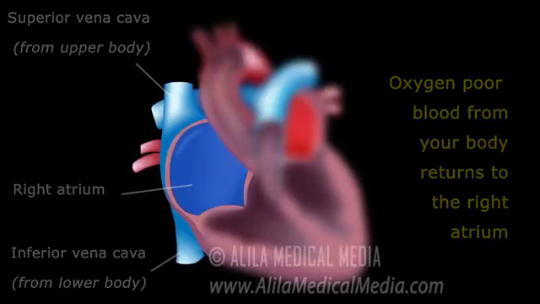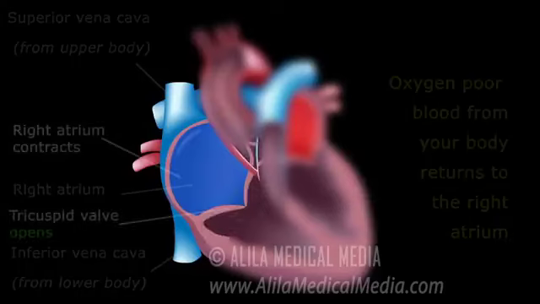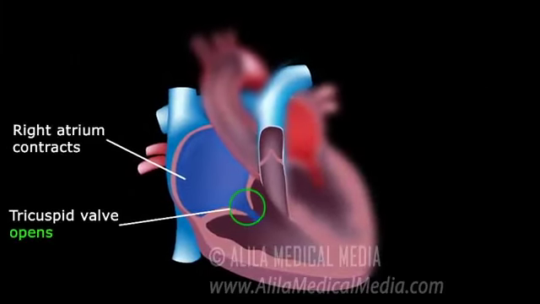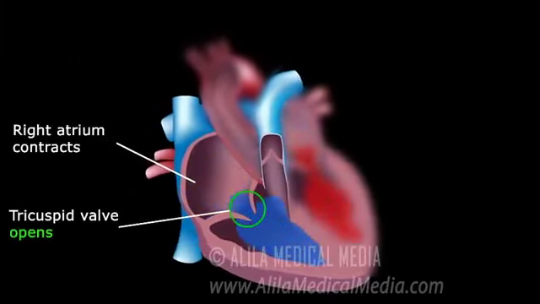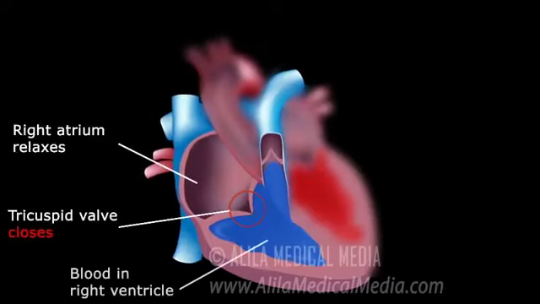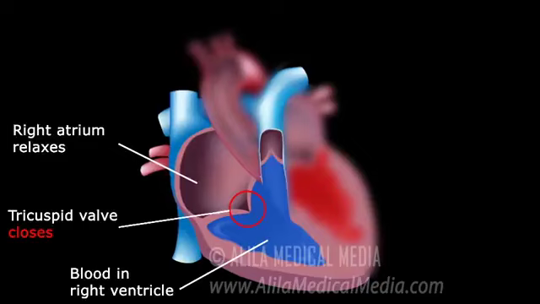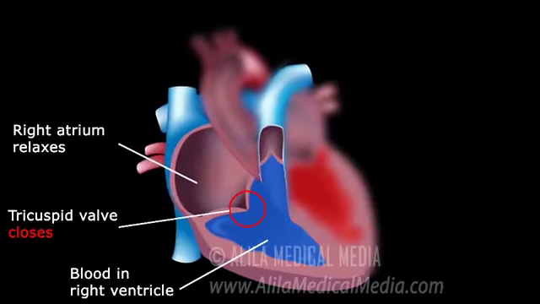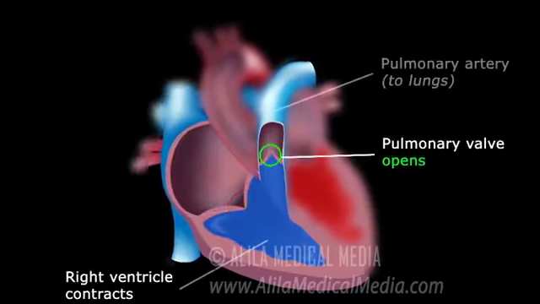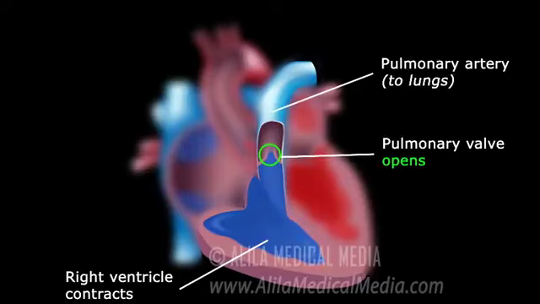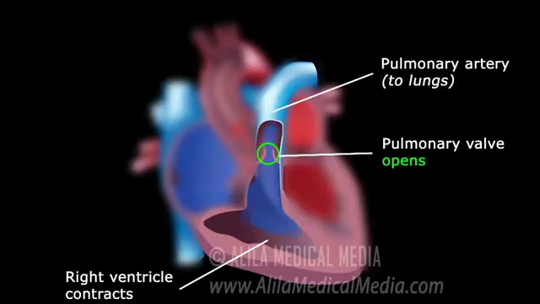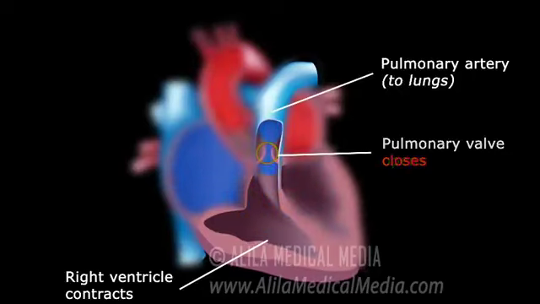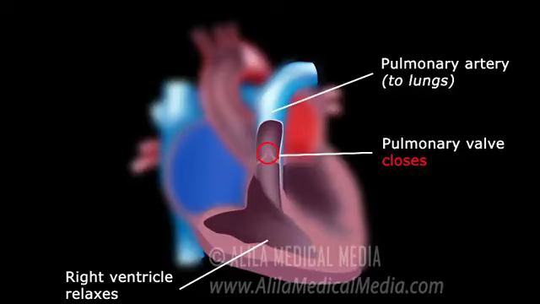As the right atrium is filled with blood, it contracts, the tricuspid valve opens, and blood is pumped into the right ventricle of your heart. When the right ventricle is full, the tricuspid valve closes to prevent blood from flowing back into the atrium. The right ventricle contracts, the pulmonary valve opens, and blood is pumped into the pulmonary artery and to your lungs. The pulmonary valve closes to prevent blood from flowing back into the ventricle.